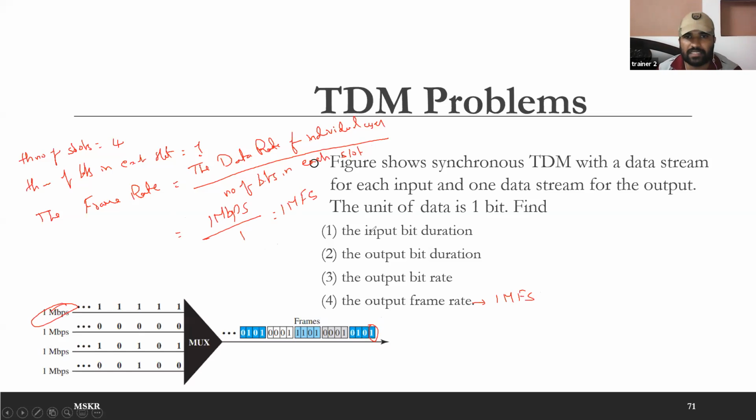Now the easy questions, let's see the input bit duration. Input bit duration means how much time slot is occupied by each bit. Since it is a direct question, 1 Mbps is the data rate, each bit occupies 1 by data rate, that is 1 by 1 million, 10 power minus 6 seconds. So the input bit duration is 1 microsecond.